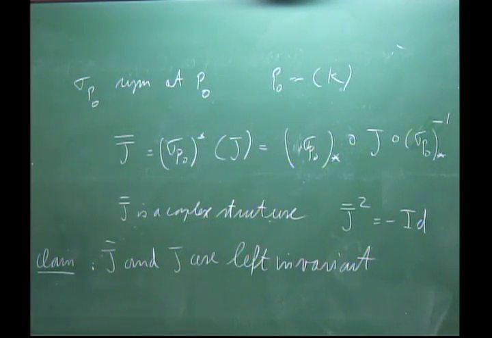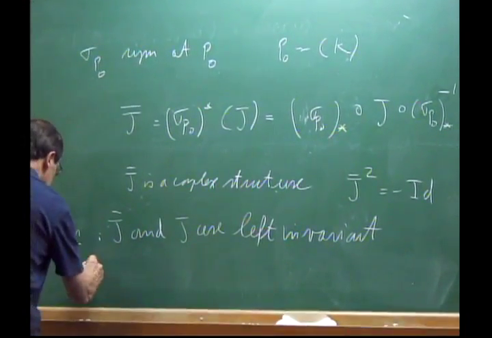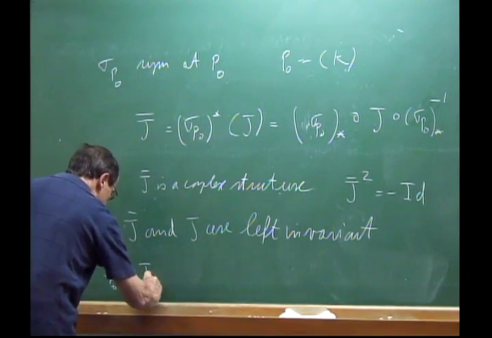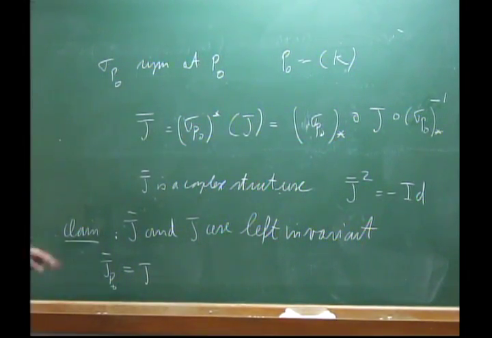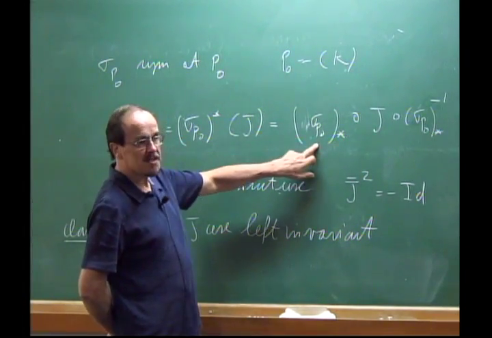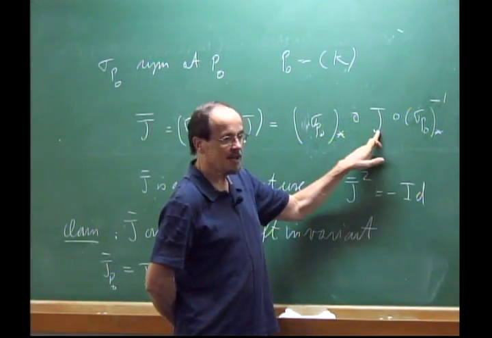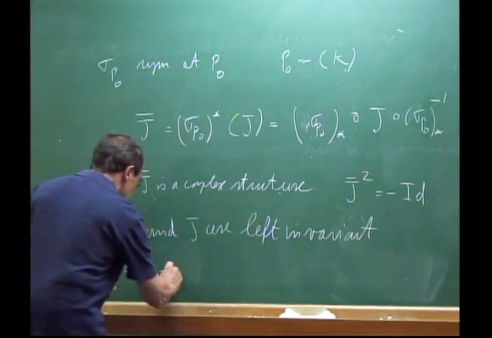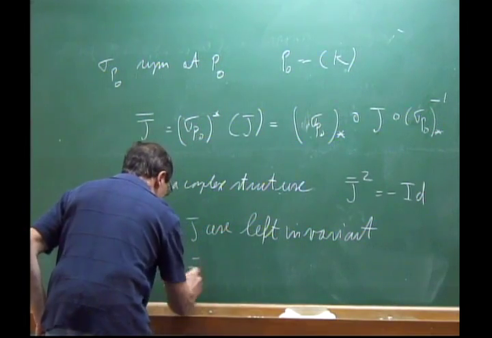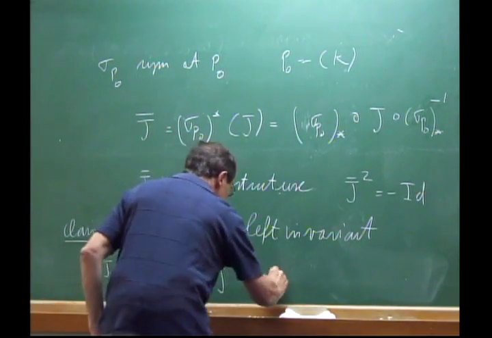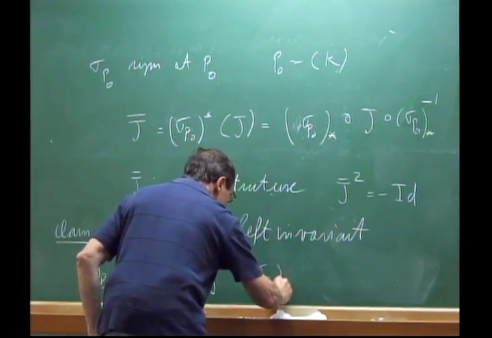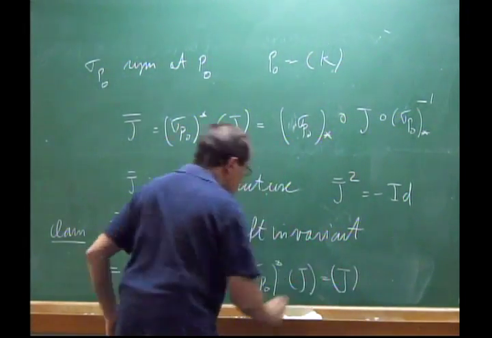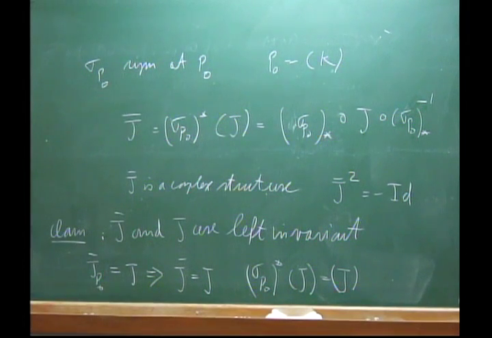Then how do I finish? If I have that, then notice that J bar at the foot point P naught is equal to J. Right, the foot point P naught. The derivative of this map is minus identity. These cancel here, and I get J. If I know both are left invariant, they agree at one point, that means they agree everywhere. So in other words, the symmetry preserves the complex structure J that we've defined over there.